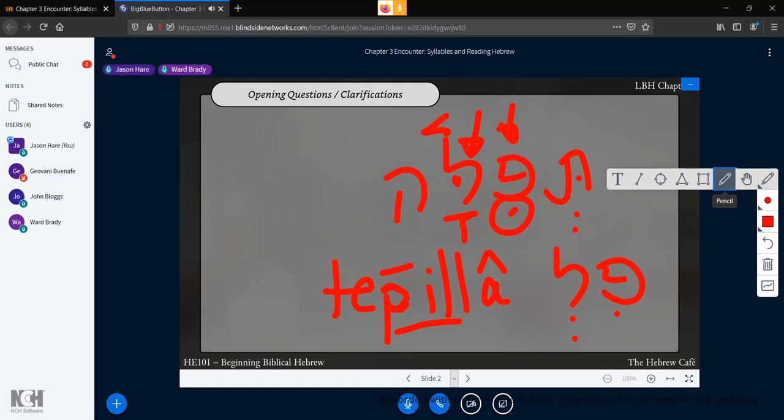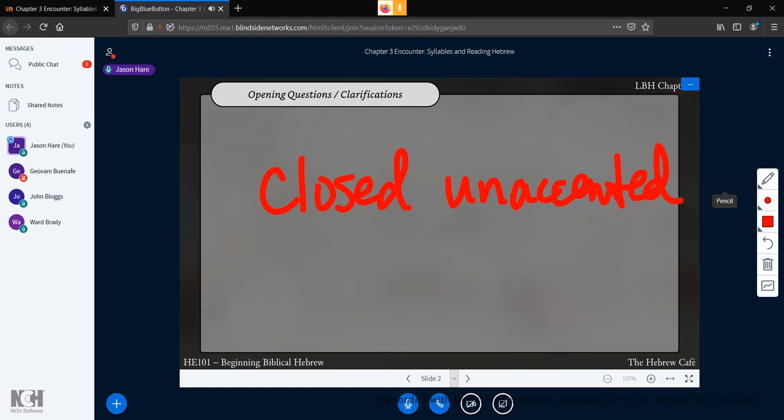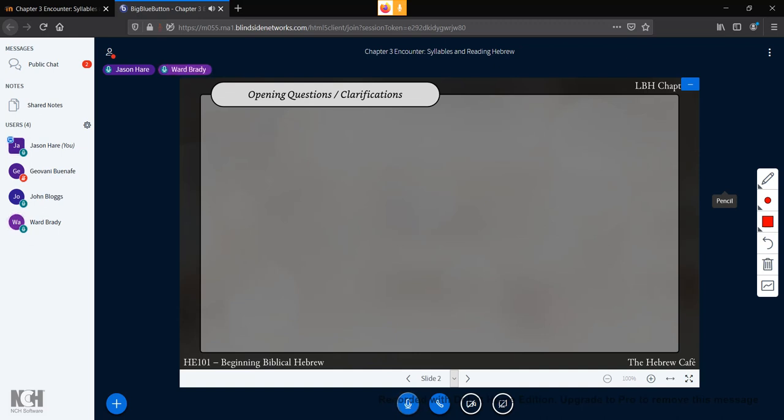Okay, basically closed unaccented syllables, we talked about it last week, closed unaccented have short vowels, and open unaccented have long vowels. That's the basic rule. So my question was, sometimes when the chirik occurs on the first letter, in some cases it was unclear to me. On the first letter, let's say.